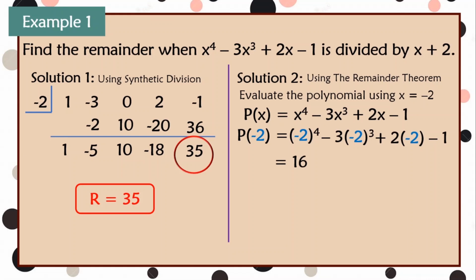Negative 2 raised to 4 is 16. Negative 3 times negative 2 cubed is positive 24. And 2 times negative 2 is negative 4, minus 1. So let's solve. 16 plus 24, that is 40. Negative 4 minus 1 is negative 5. And 40 minus 5 is 35.